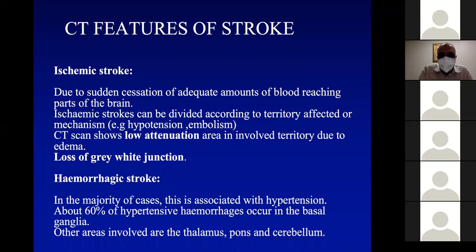CT scan shows a low attenuation area in the involved territory due to edema with loss of gray and white matter junction. In case of hemorrhagic stroke, you would see a hyperdense area of abnormality within this region, and in the majority of these cases, it is associated with hypertension. About 60% of hypertensive hemorrhages occur in the basal ganglia. Other areas involved are thalamus, pons, and cerebellum.